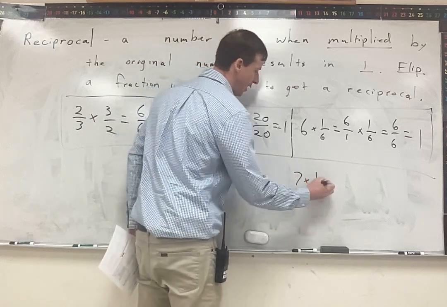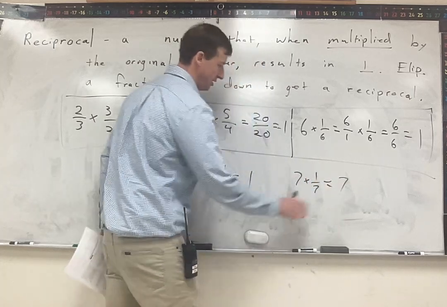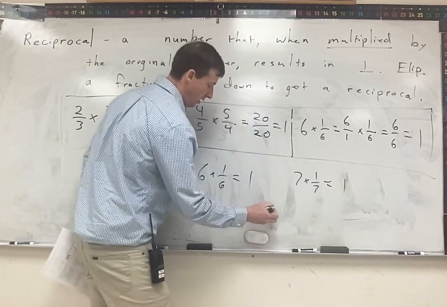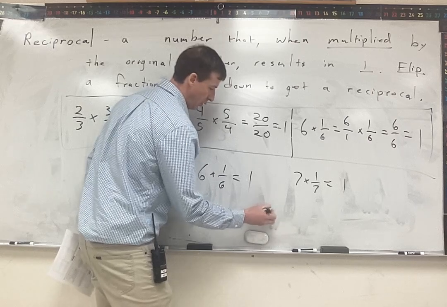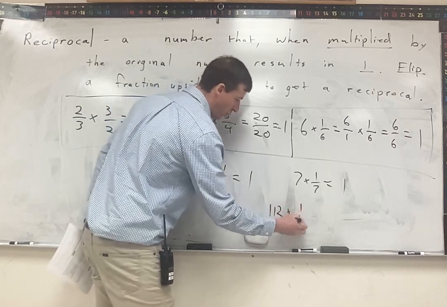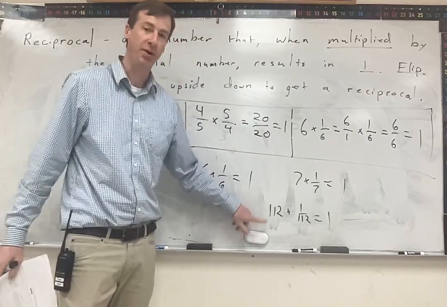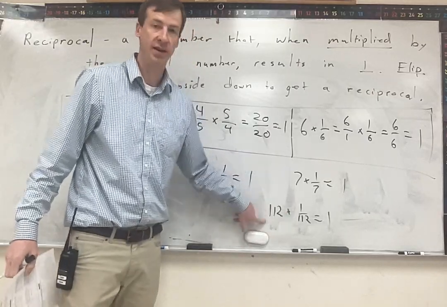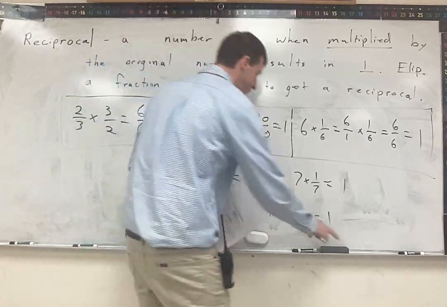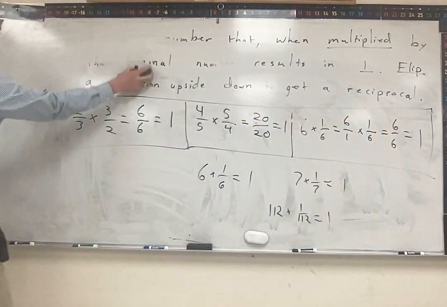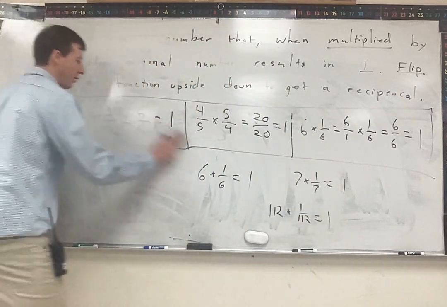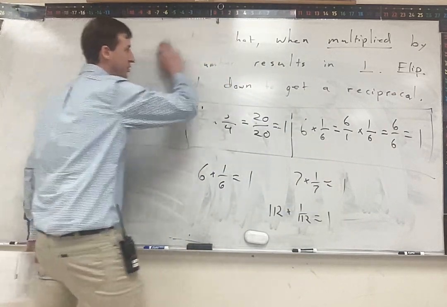7 times 1/7 is going to be 7. I'm sorry, it's going to be 1. Let's see, 112 times 1/112 is equal to 1. So just to find the reciprocal, take the number, put 1 over it, leave that as a denominator, and you've got your reciprocal. Okay, that's going to be important going forward. Boy, we use that all the time in algebra.